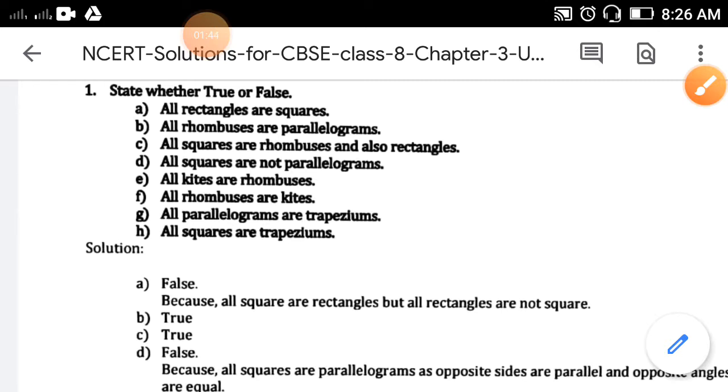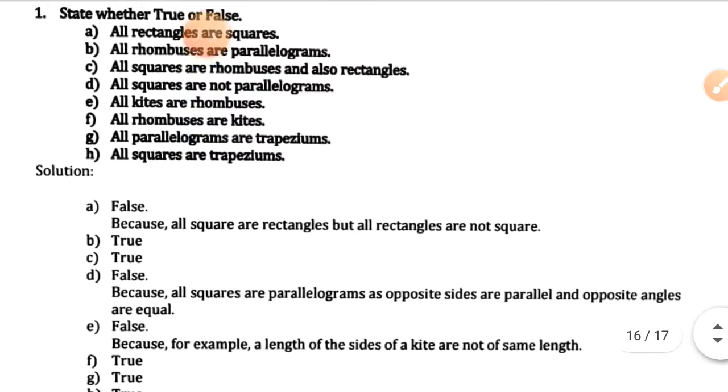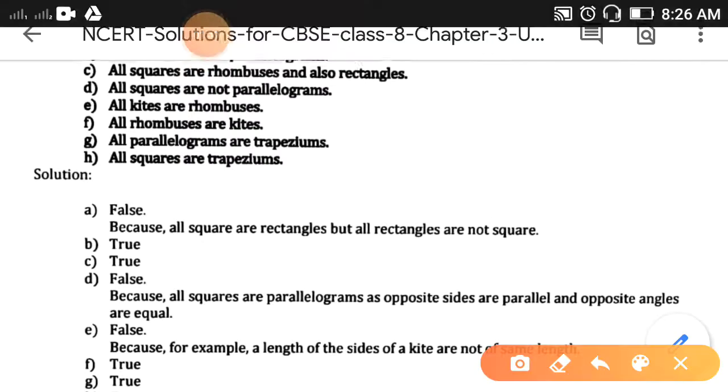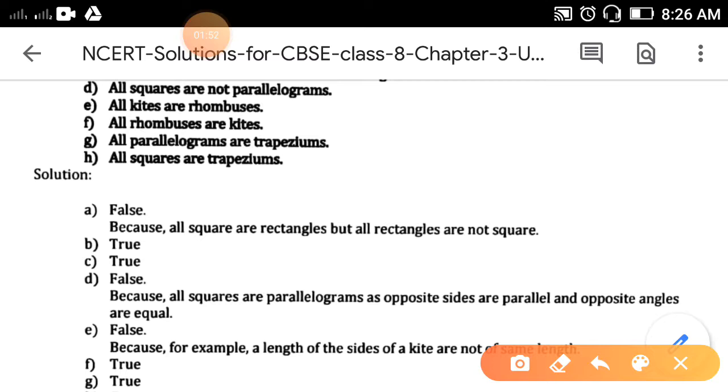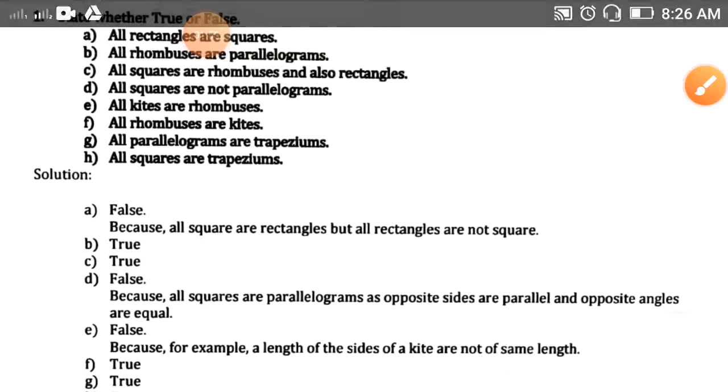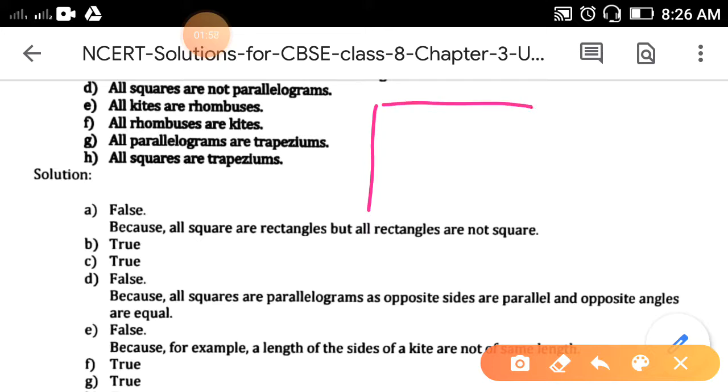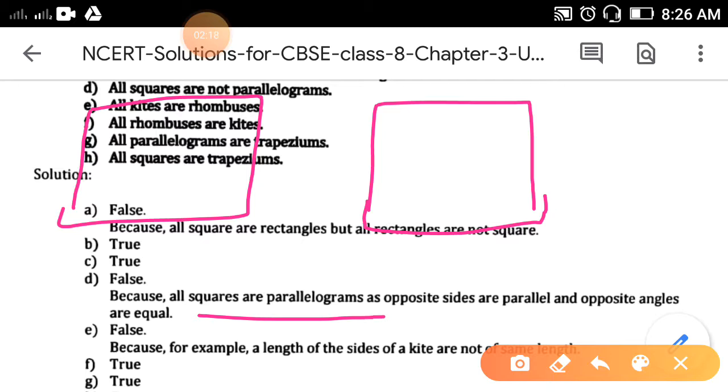D, all squares are not parallelograms. False. Why? Because parallelograms, what is the question? All squares are not parallelograms. Here it is a square, and here it is a parallelogram. It is false, because all squares are parallelograms as opposite sides are parallel and opposite angles are equal.